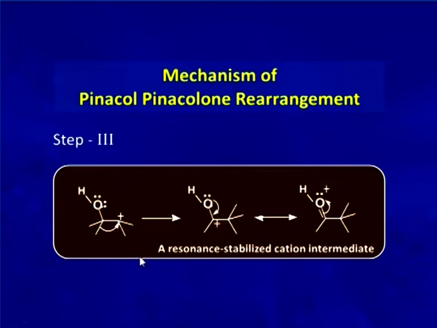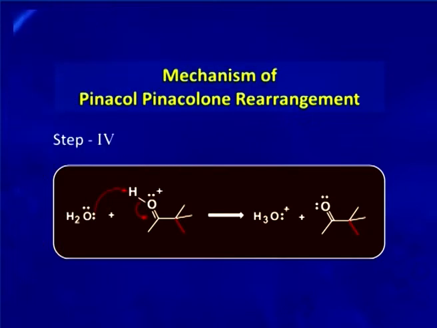In the third step of the mechanism, the methyl group present on the adjacent carbon migrates with its pair of electrons to the electron deficient carbon. As a result, electron deficiency is generated at this place, which is stabilized by the transfer of electrons from the oxygen. As a result, a resonance stabilized intermediate is generated. In the last step of this rearrangement, removal of a proton results in the formation of the pinacolone molecule.